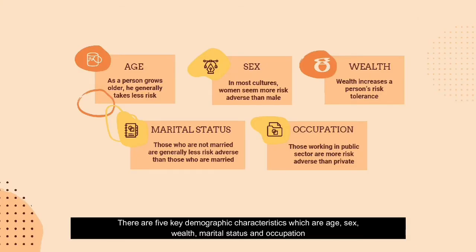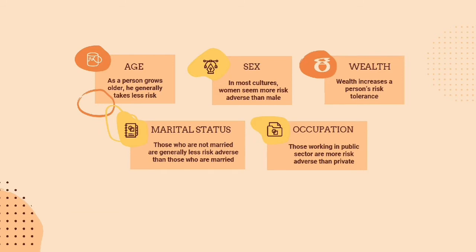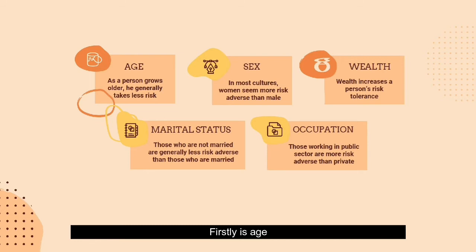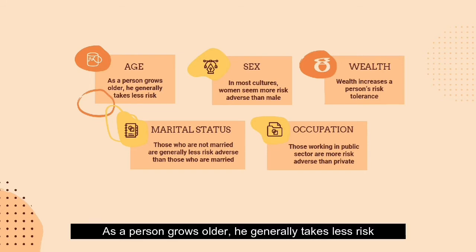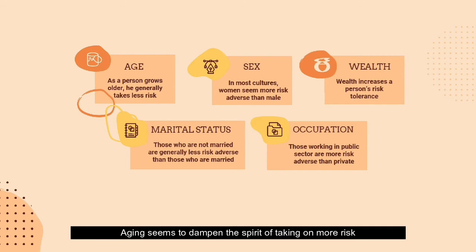There are 5 key demographic characteristics, which are age, sex, wealth, marital status, and occupation. Firstly is age. As a person grows older, he generally takes less risk. Aging seems to dampen the spirit of taking on more risk. Second is sex. In most cultures, women seem more risk-averse than men.